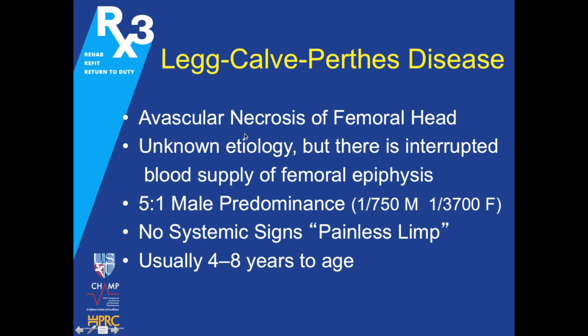Well, it's avascular necrosis of the femoral head, so lack of blood supply to the femoral head. We don't know the etiology, but for some reason the blood supply is interrupted to the femoral epiphysis. And there is a male predominance, almost a 5 to 1 predominance here, which may lend credence to the fact that toxic synovitis, which remember had a 2 to 1 male predominance, goes on to cause Legg-Calvé-Perthes disease, although we're not quite sure.